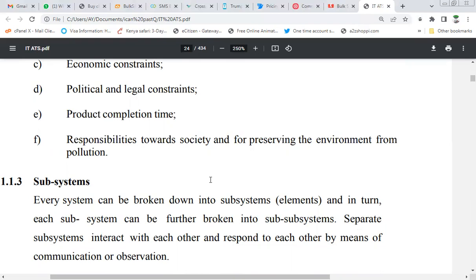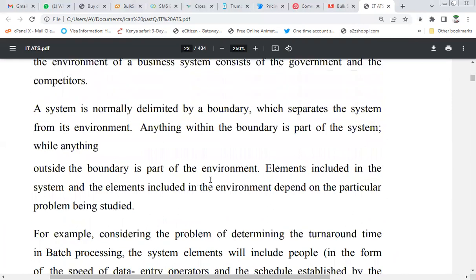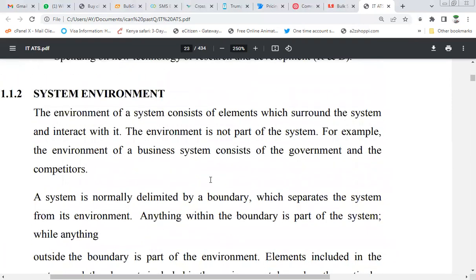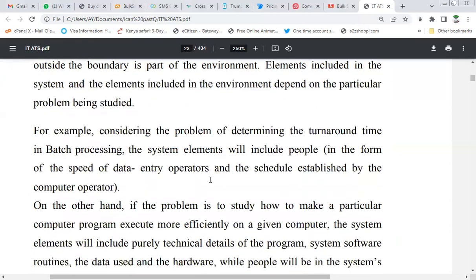But what you can understand from here is that the system environment consists of the elements which surround the system. As I said earlier, we have the internal and the external environment. Whatever surrounds the system is the environment, and that environment influences the system. You live in a house, you have a compound, and your compound is fenced. Whatever happens within your compound and your house is internal, within the system. And whatever happens outside your fence is outside the system. I hope I'm able to prove a point there. Okay, so let's continue.